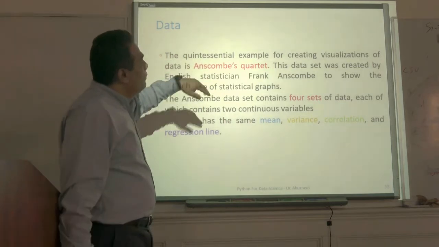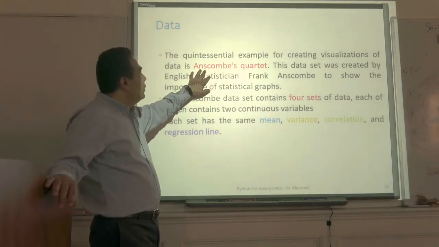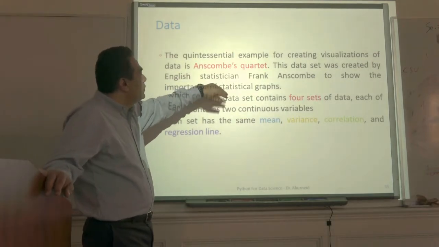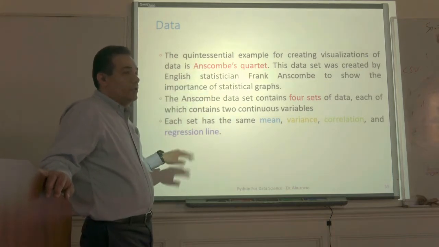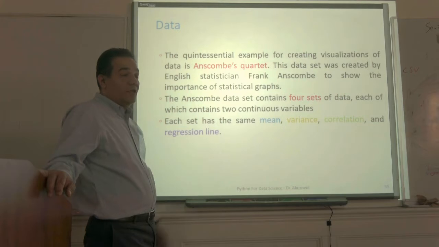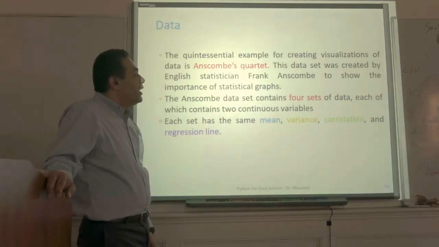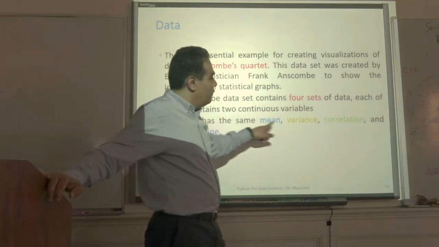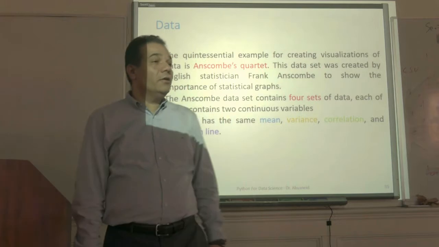The quintessential example of a creative visualization is some data called Anscombe's quartet. It's very interesting. There are 4 groups of data, completely different data. But when you calculate the mean and the variance and the correlation and the regression line, they are the same.